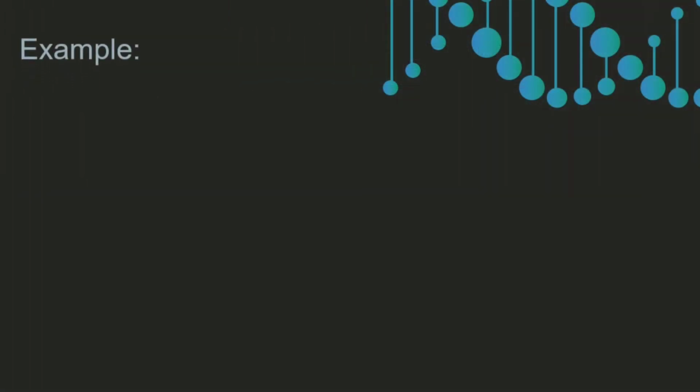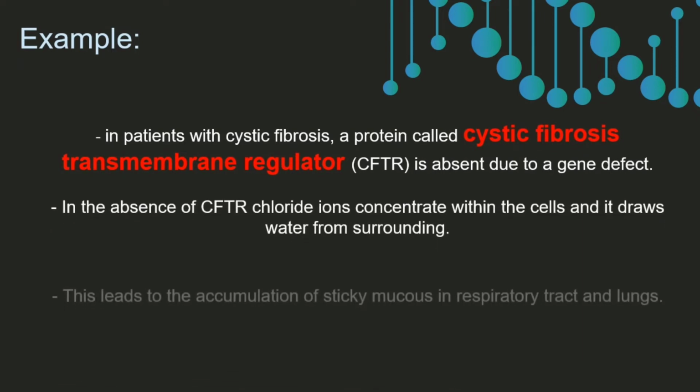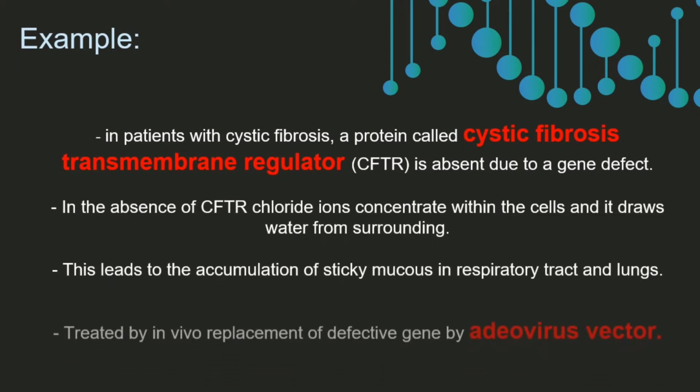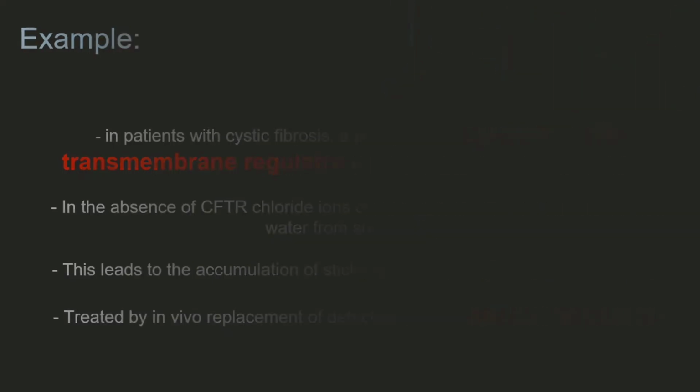So, for example, in patients with cystic fibrosis, a protein called cystic fibrosis transmembrane regulator, or what we call CFTR, is absent due to a gene defect. In the absence of CFTR, chloride ions concentrate within the cells and draw water from the surroundings. This leads to the accumulation of sticky mucus in the respiratory tract and lungs, and it is treated by in vivo replacement of the defective gene by an adenovirus vector.